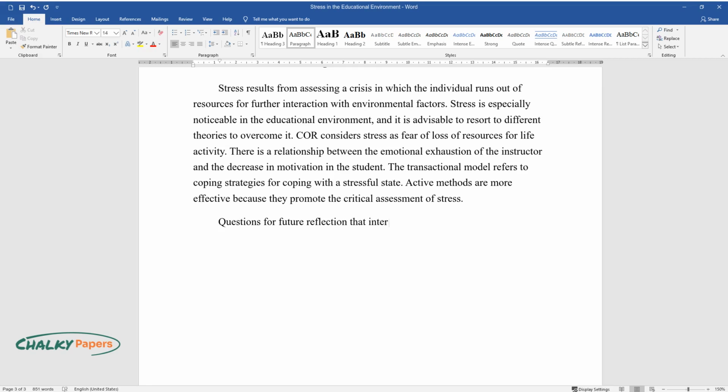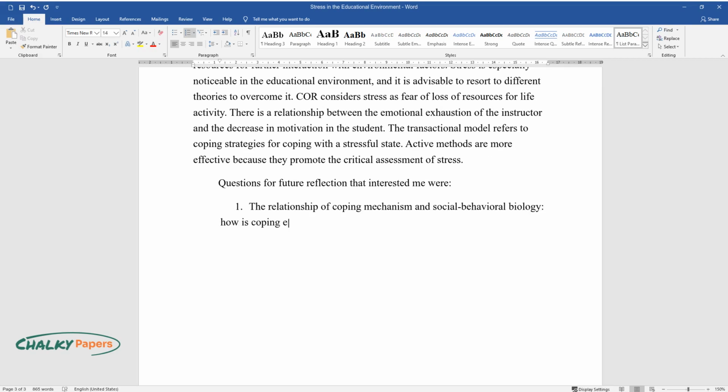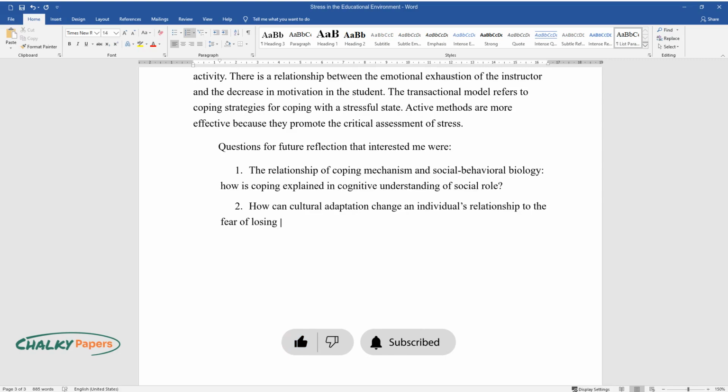Questions for future reflection that interested me were: the relationship of coping mechanism and social behavioral biology. How is coping explained in cognitive understanding of social role? How can cultural adaptation change an individual's relationship to the fear of losing resources?